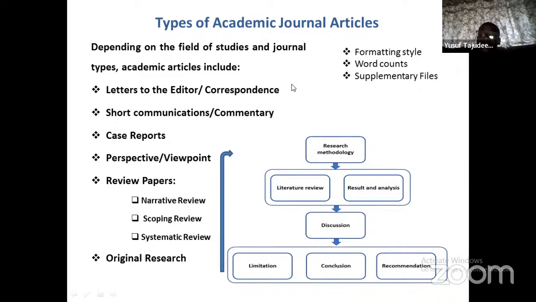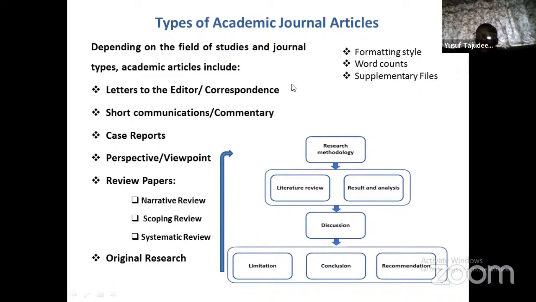And original research. Original research is a particular research that is conducted by you. So in that kind of research, you'll be having your abstract, you'll be having your introduction, your methodology, you'll be having your results and your conclusion. You understand? So that is all about the kind of paper that we have.